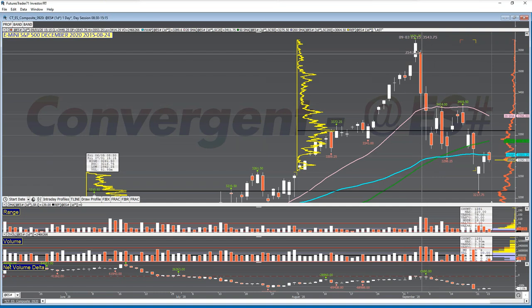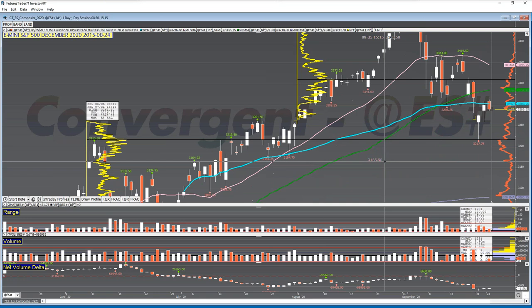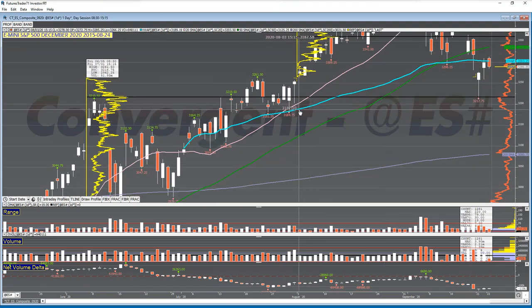So you can see as we dropped from the all-time high, we paused at this 3360 area. This 3360 is the most traded price from the gap up on August 3rd to the all-time high. It is the most traded price. We came back to it. We chopped around it. And then we broke lower and we moved to the next balance area's most traded price.